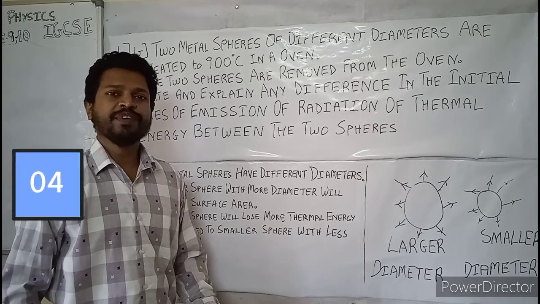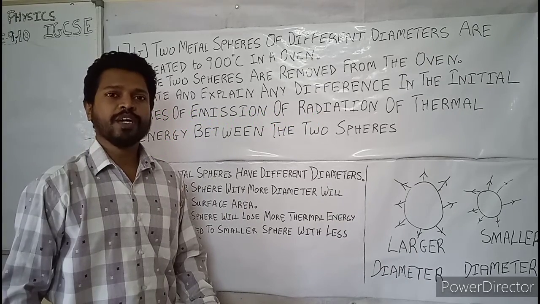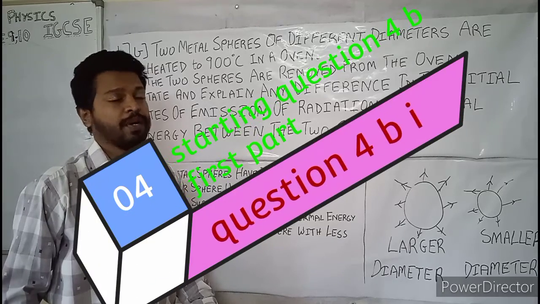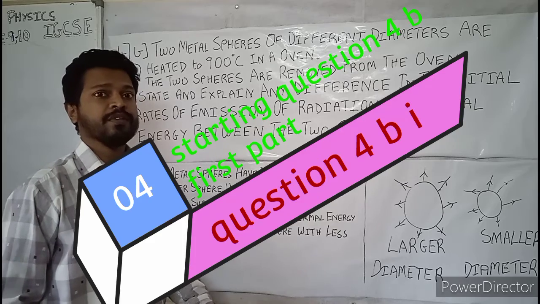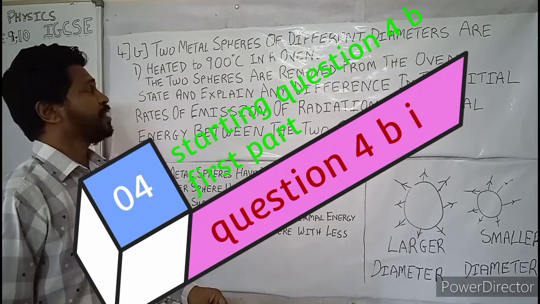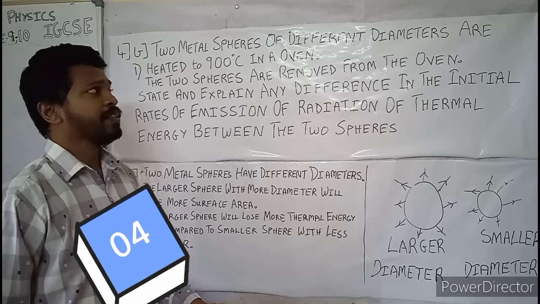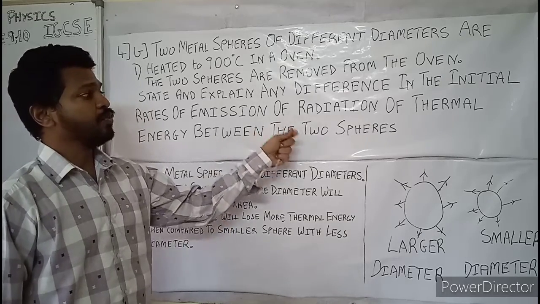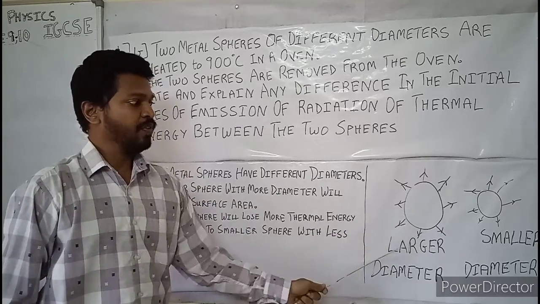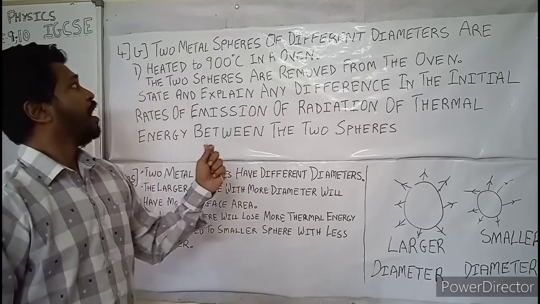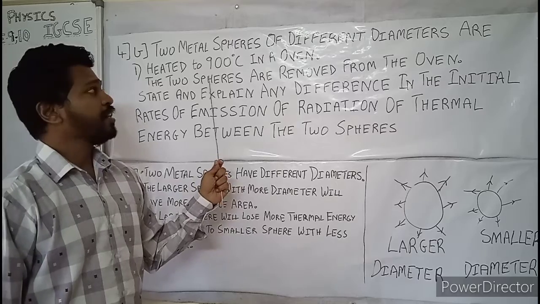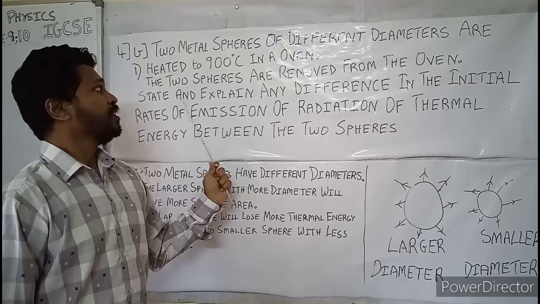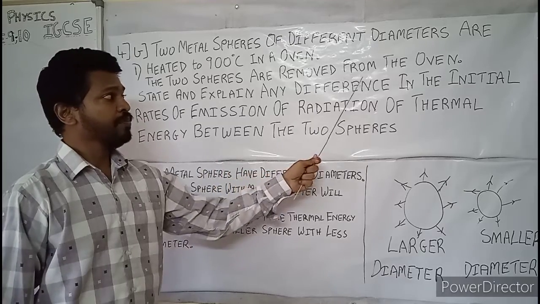Hello students, previously we had seen question 4A. Now we will be moving to question 4B, the first part. The question is written as follows: two metal spheres of different diameters are heated at 900 degrees Celsius in an oven. You can see there are two metal spheres over here. These two spheres are removed from the oven.